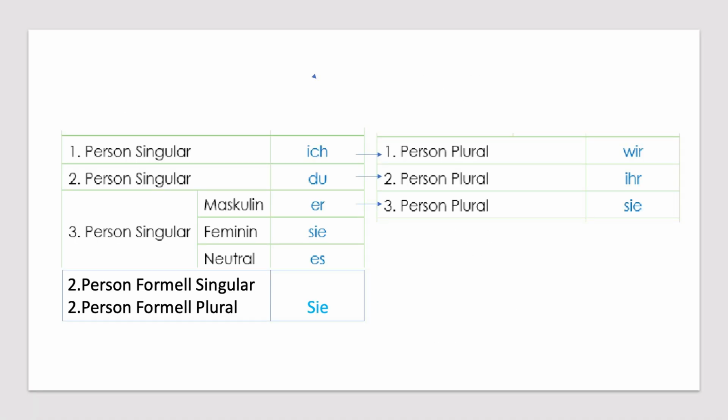From nouns, then we come to pronouns. I think ich, du, er, sie, es, and the big Sie. You're familiar with that. Ich, wir, du, ihr, and er, sie, es is sie. This we already did. Er, sie, es is sie. We saw in the example with nouns and plurals.